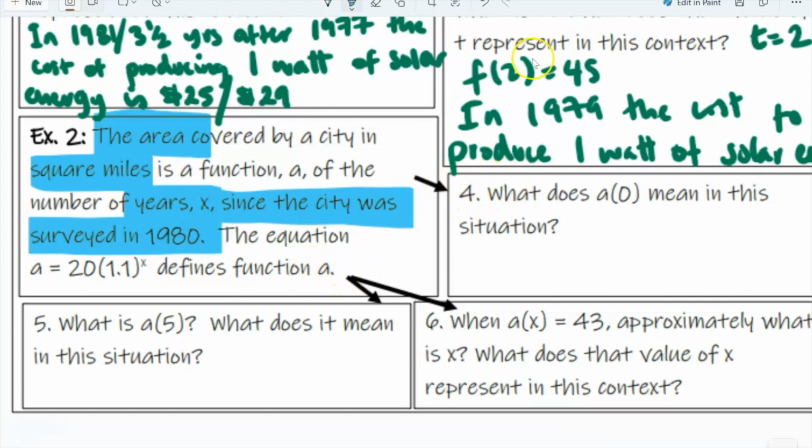Number 4, I'm going to keep going in order. What does A of 0 mean in this situation? So they're saying A is equal to this. What does it mean when they put a 0 here? So again, what is 0? 0 is the years. So how many years have passed since 1980? 0. What does that mean? That is, remember, my initial, my start.